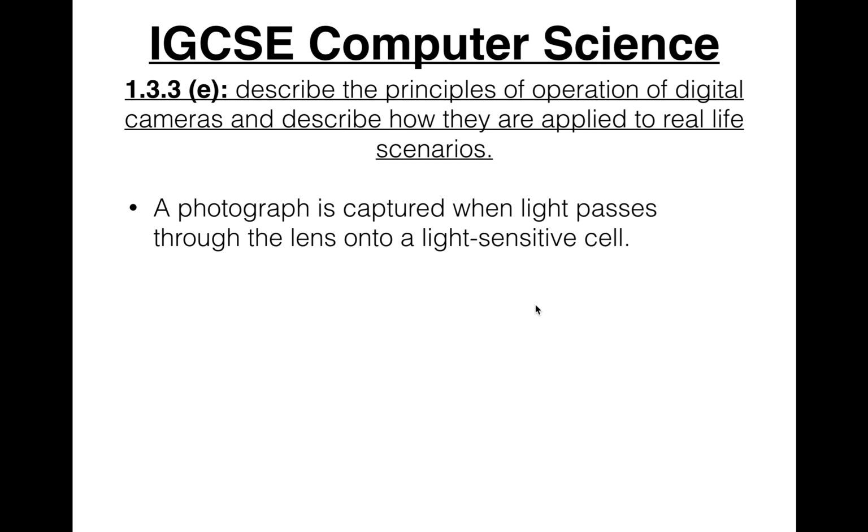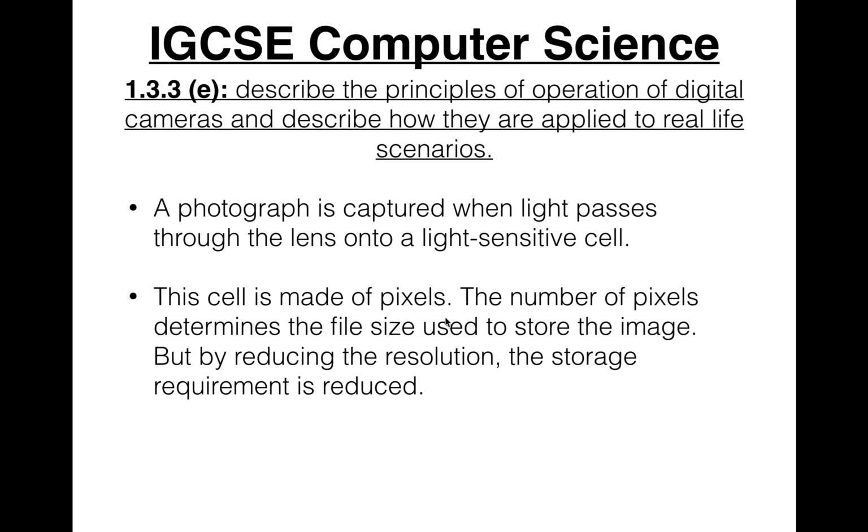So a photograph is captured when light passes through the lens onto a light-sensitive cell. This cell is made of pixels. The number of pixels determines the file size used to store the image.